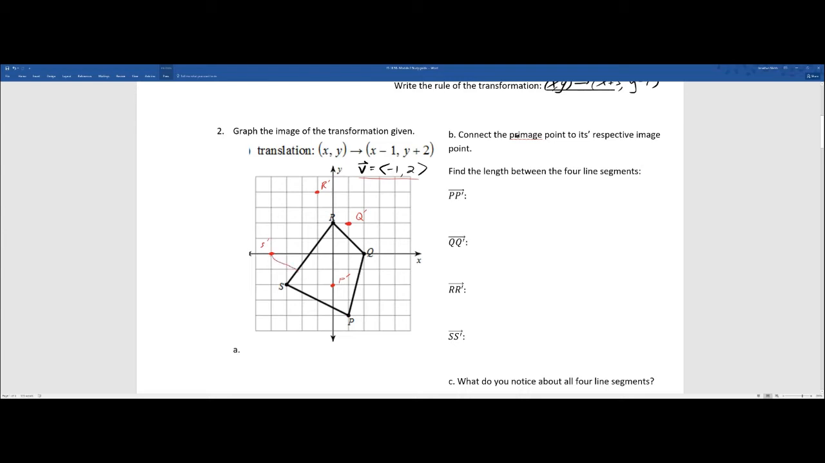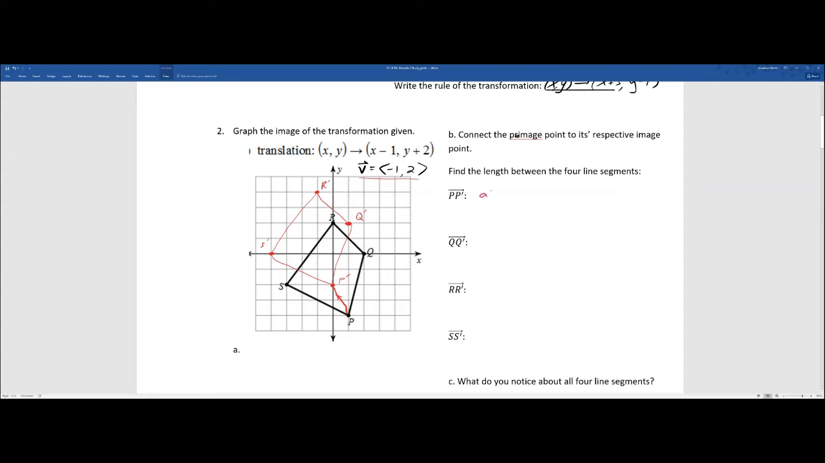I'll try to draw a straight line segment as best as I can. There we go. And now find the length between the 4 line segments. I'll tell you what, you can try. So P to P prime, if you were to find the length here, what's the distance here? Find the distance between P and P prime. Now, how do you find the distance between 2 points? Use the distance formula, or if you want, you could use Pythagorean.